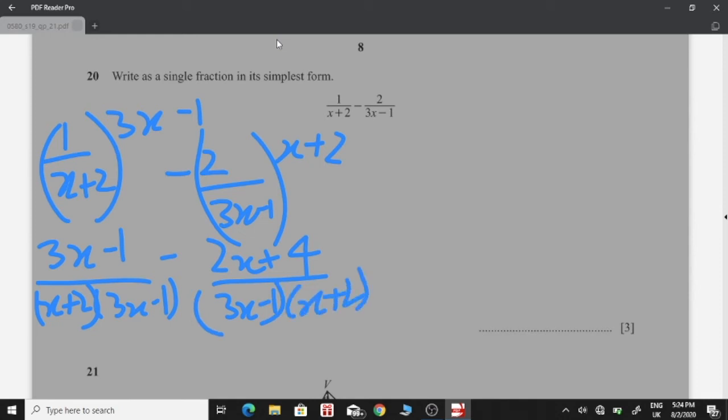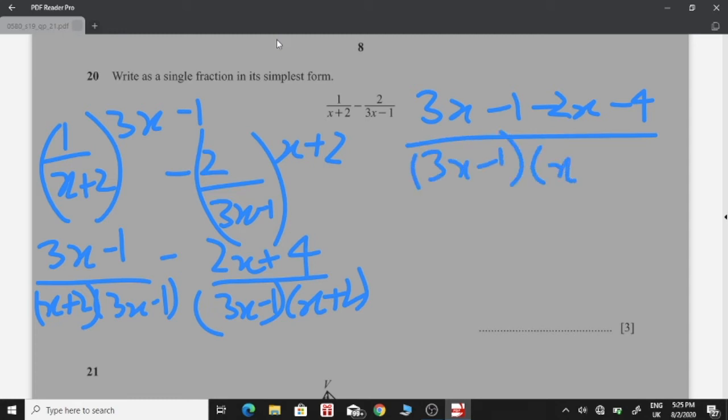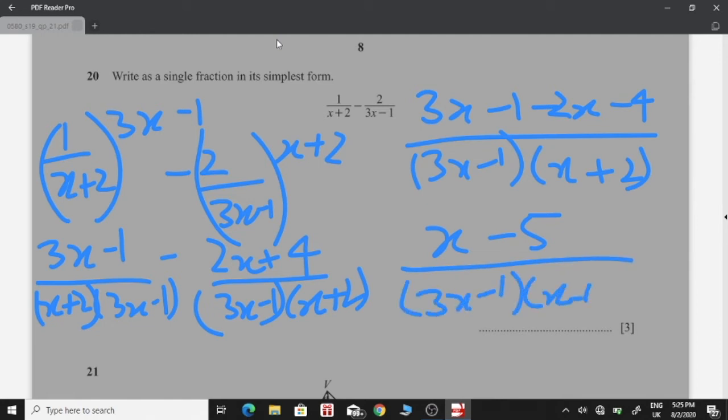Right? So we have 3x minus 1 minus 2x minus 4 divided by 3x minus 1 into x plus 2. So we have 3x minus 2x, which becomes x, minus 1 minus 4 becomes minus 5. We have the denominator as 3x minus 1 into x plus 2.